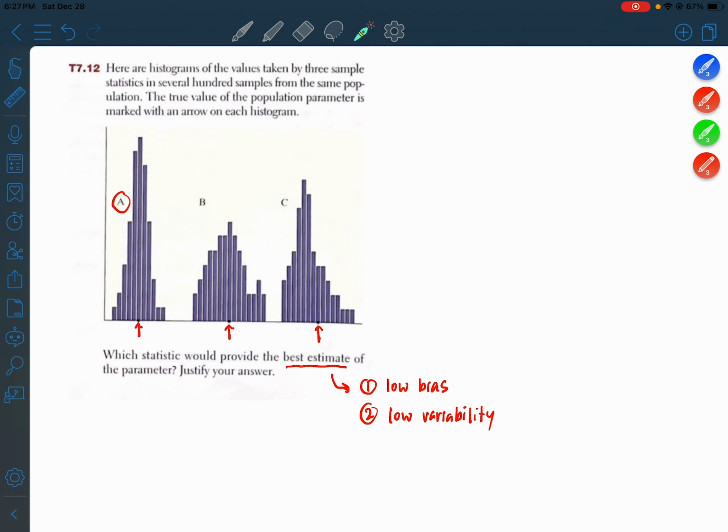B, I would say, has lowish bias. Roughly half of the estimates are too low and roughly half are too high. It just has more variability. Right? It's a wider graph. C tends to underestimate. Most of the estimates are too low. So C has a little bit of bias to it.